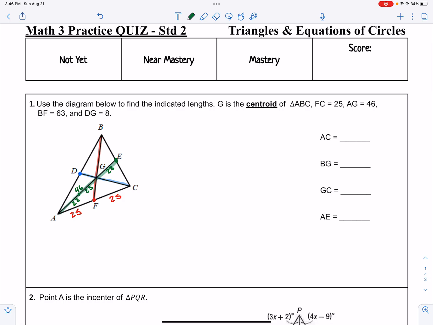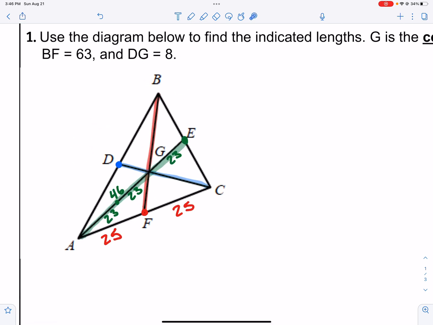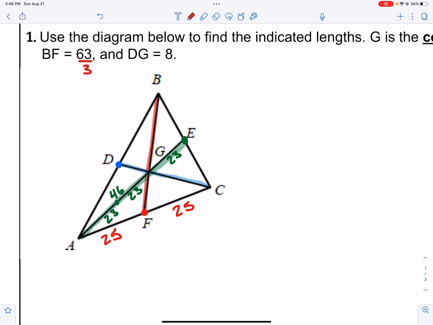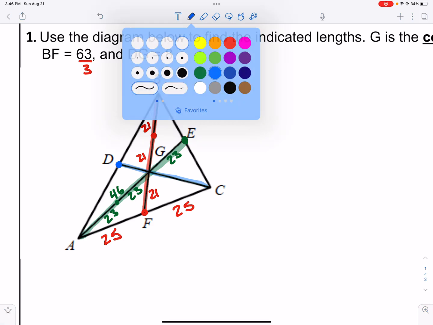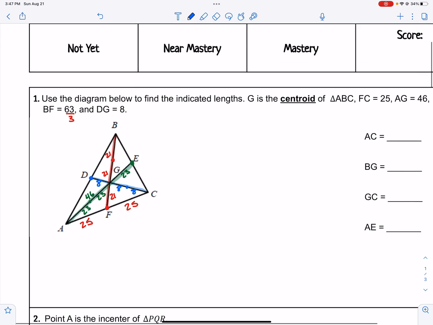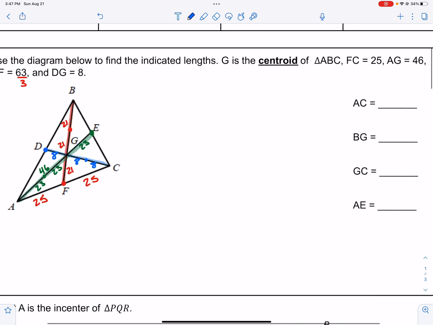Then they said BF is 63. So if we notice, BF is the whole median. So let's just divide 63 by 3 and break that up into 3 equal parts that all would equal 21. And that just helps us figure things out nice and quick. So let's put 21, 21, and another 21. And then they said DG is 8. So D to G is the short piece of the median DC, which means there are 2 more 8s from G to C. Then we can probably figure out everything they've asked for now that we've labeled everything we know.